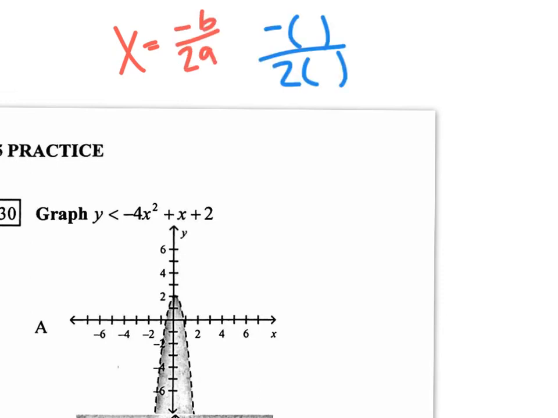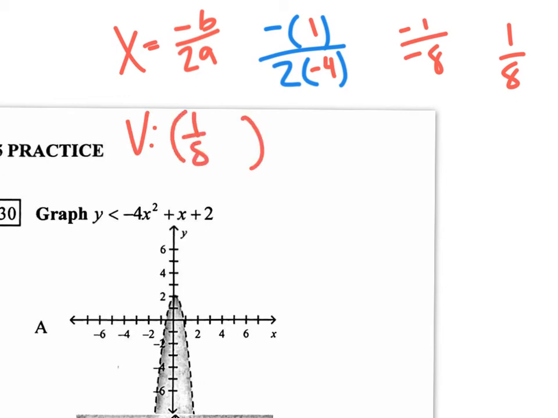So let's plug in those values of b and a. The b value is 1. The a value is -4. So this is going to be a -1 over a -8. So it's really 1/8, the x value. Okay. So remember, your vertex is a coordinate. Your x value is 1/8. And we need to find the y value of the vertex by plugging in 1/8 into the x values.